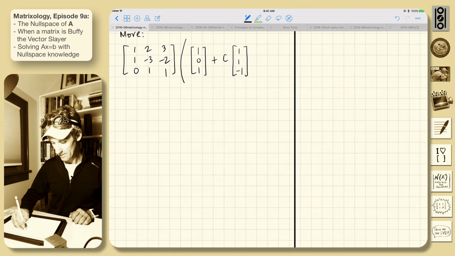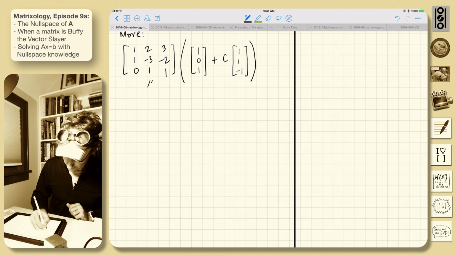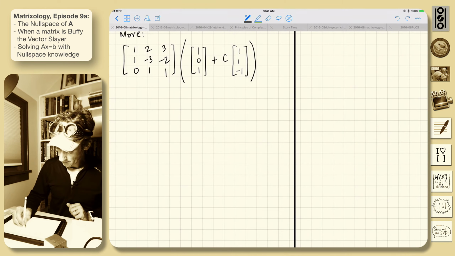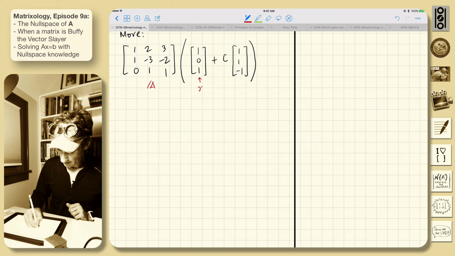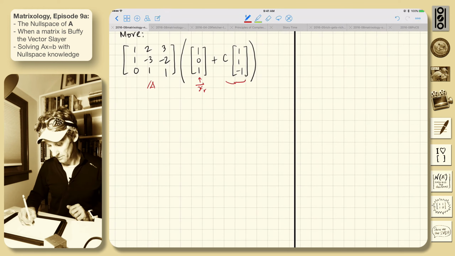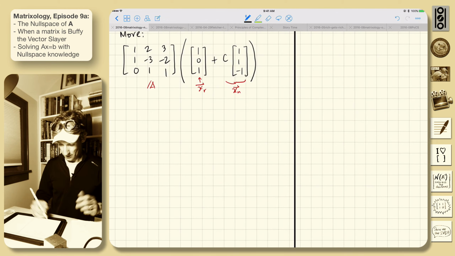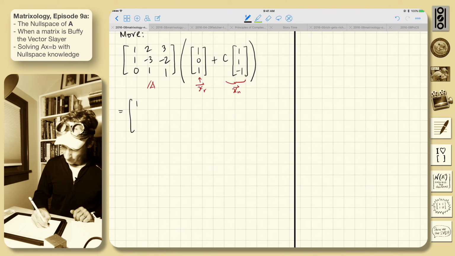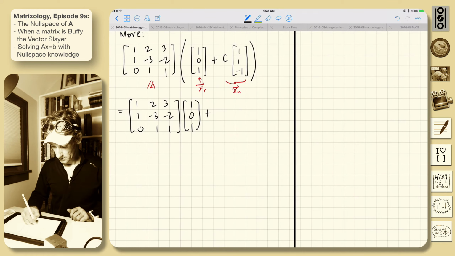Interesting. Let's see what happens with this. So this is our A. This is what we said was XR, because of the monks. And then this whole thing here is any of these X null vectors. So we multiply the whole thing out. I'm just going to do the whole thing. I think it's all right. (0, 1, 1), (1, 0, 1). Right, that's A times XR plus.